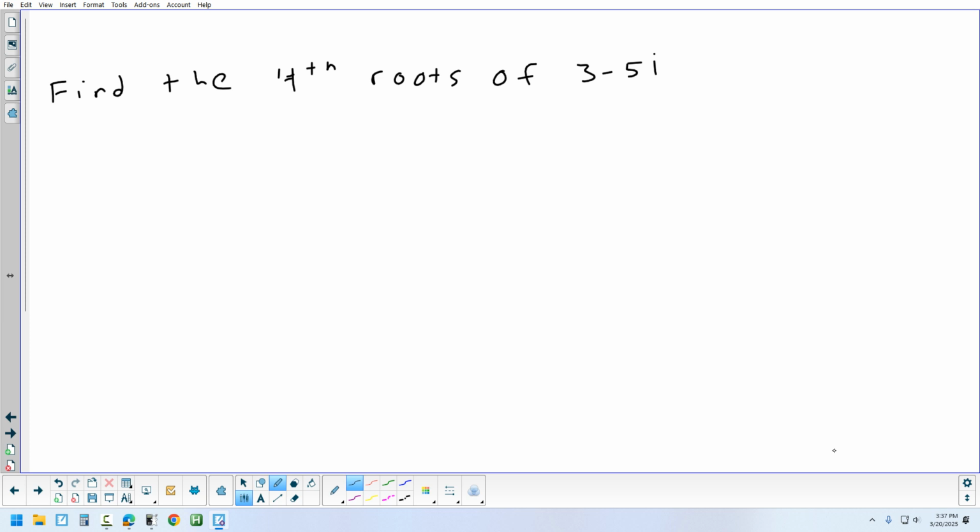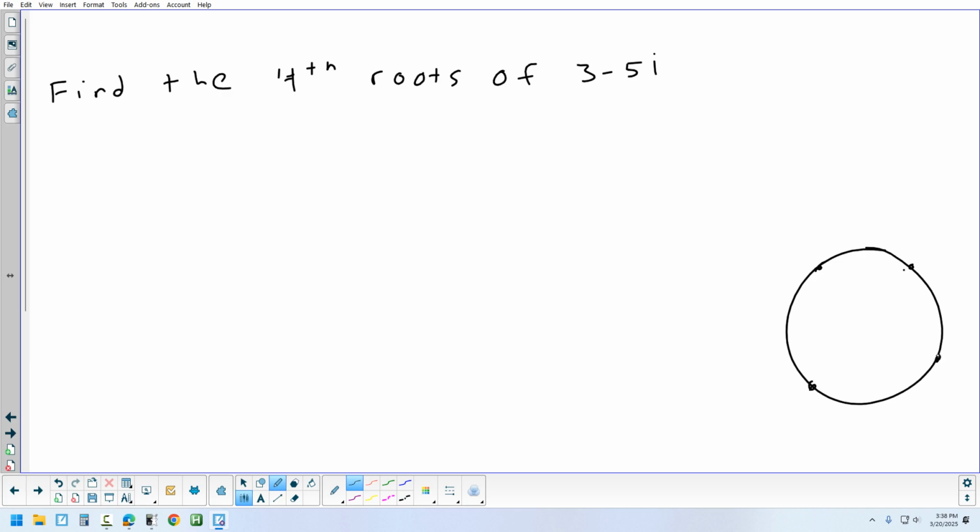Okay, so the last question, they are asking us to find roots. We are doing a fourth root, which means we're going to get how many answers? 4. Yeah, we're going to get 4. They're all going to have the same what? Yeah, right. They're all going to have the same radius because they're all going to be on the same circle, but they're all going to be at different points on the circle. So that means the angle will be different.